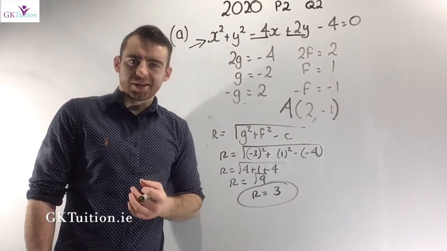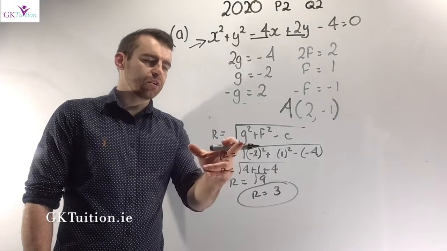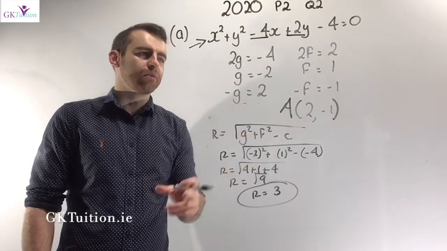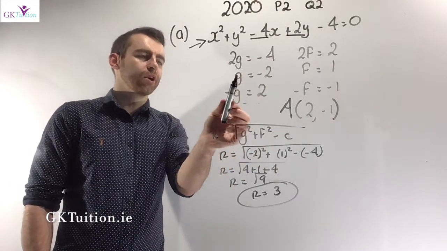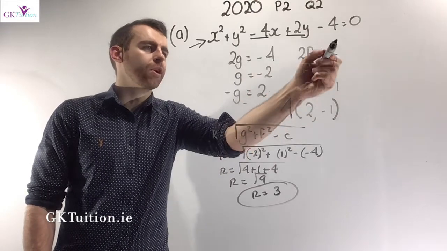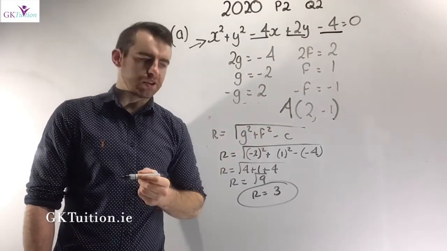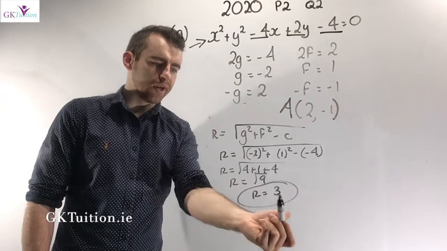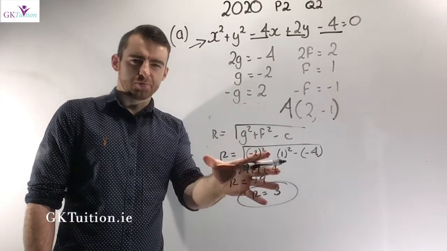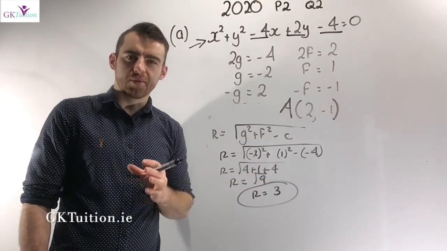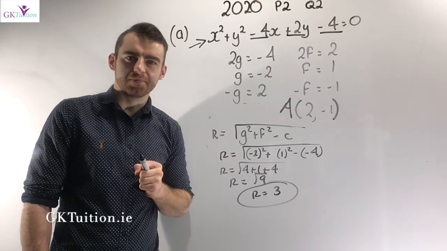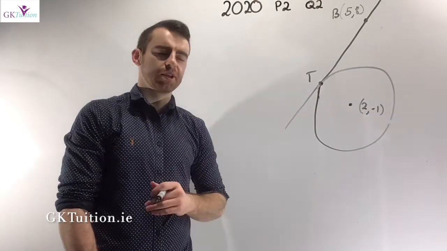Then it's easy enough to get the radius. If I go to my maths tables, it tells me the radius of a circle is the square root of g squared plus f squared minus c, where I've worked out g is minus 2, f is 1, and c is at the end of the equation. When I sub it all in, I end up with the radius equals 3. I'm going to just put this on the diagram now, and we're going to talk about how we can find the distance BT.